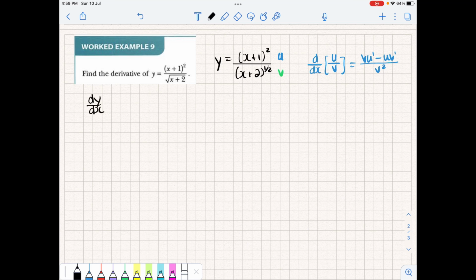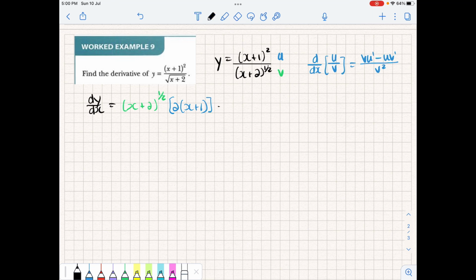So the derivative here is going to be dy/dx. We need to take our function v, which is (x + 2) to the power of a half, and multiply that by the derivative of u. u is a composite function, a function in a function, so we need to use the chain rule. We multiply by the power, and then reduce the power by 1. Then we multiply by the derivative of the inside function, which in this case happens to be 1, so there's no need to write that.